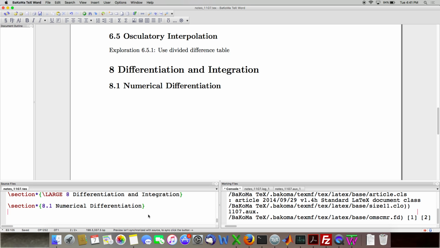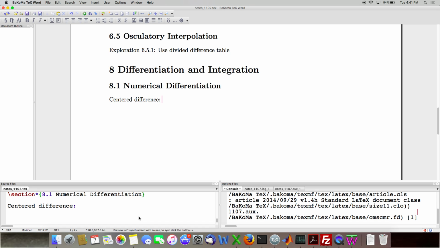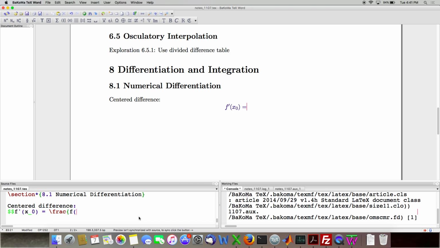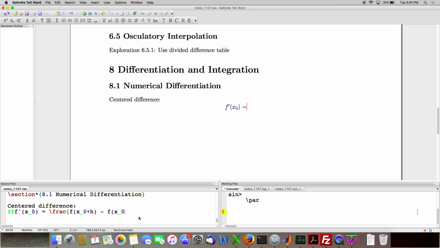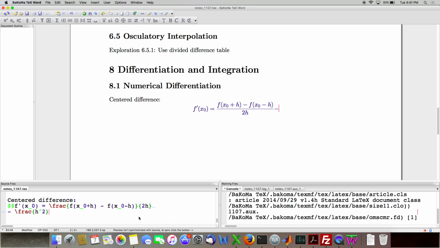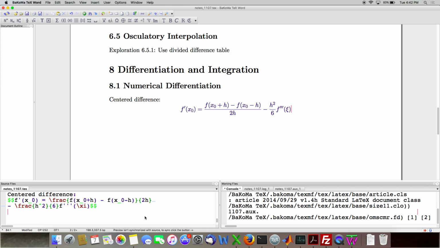So what I was about to do with numerical differentiation, standard difference, and we'll see how much time I have for this today. So the standard difference is f of x naught plus h minus f of x naught minus h, all over 2h, and the error term is order h squared. Okay, so how this is derived using either Taylor expansion or Lagrange interpolation.